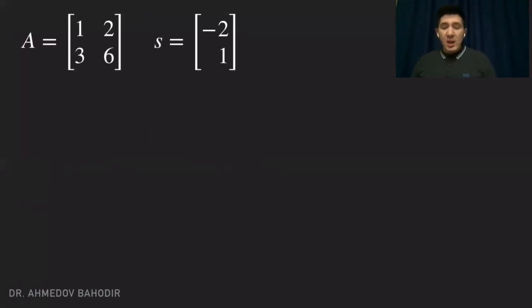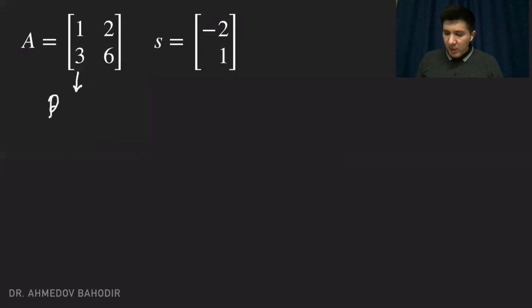Let's consider an example. Let's say you've got this matrix A with the rows 1, 2 and 3, 6. It's obvious that one of the rows is dependent on the other, right? You can get the second row by just multiplying the first one by 3. In order to find the null space of this matrix, we always need to bring it to row echelon form.